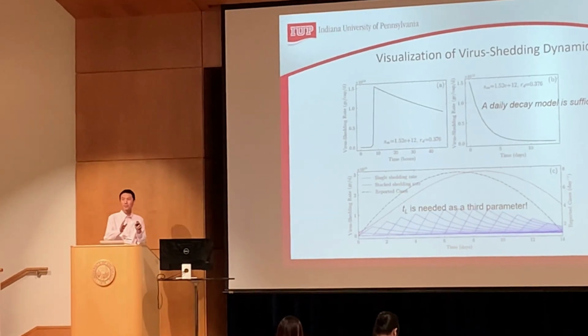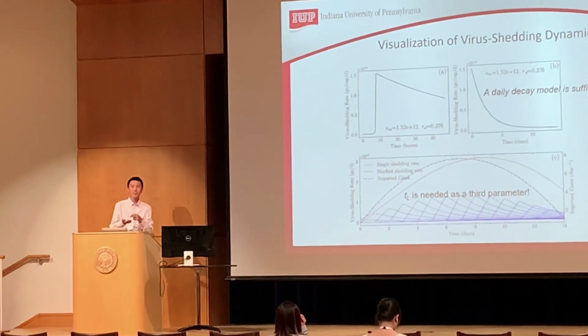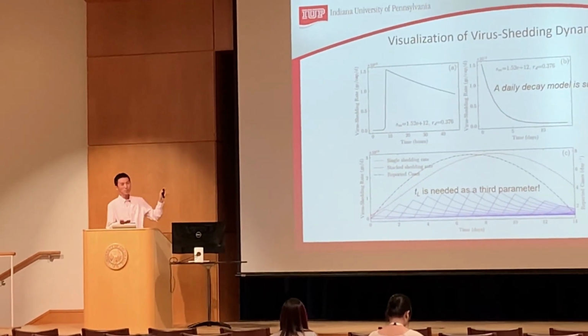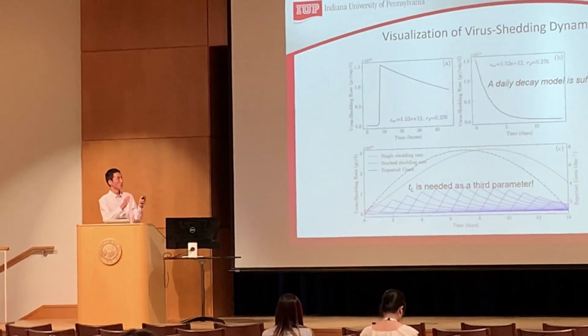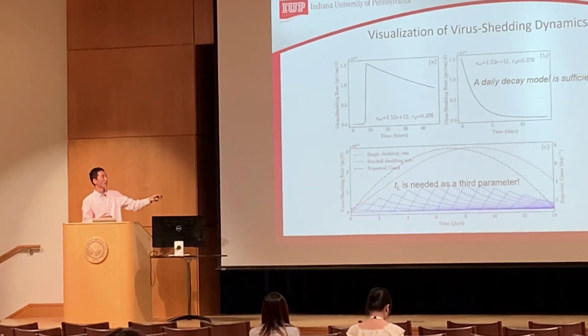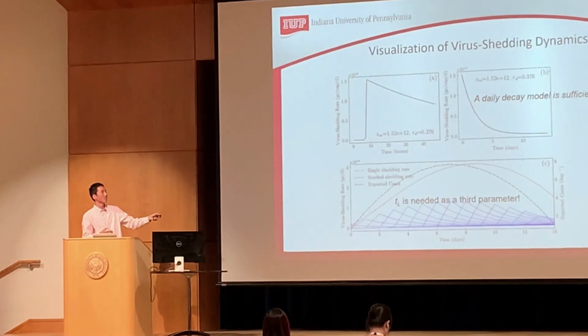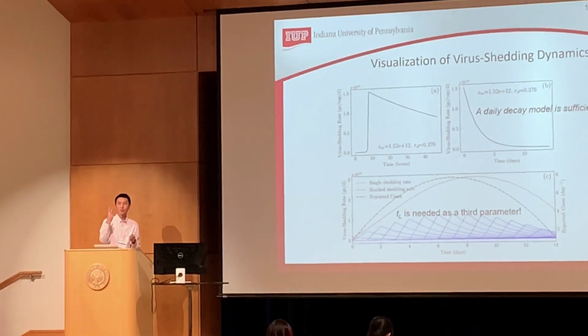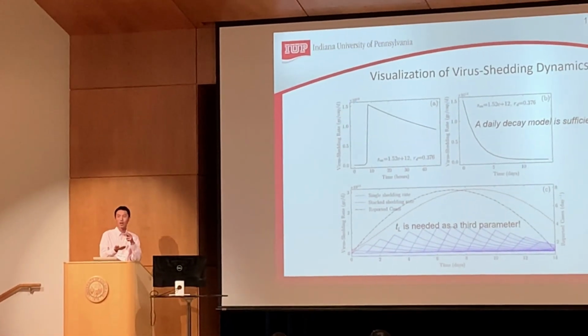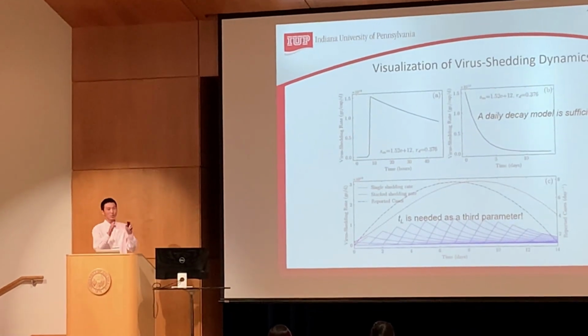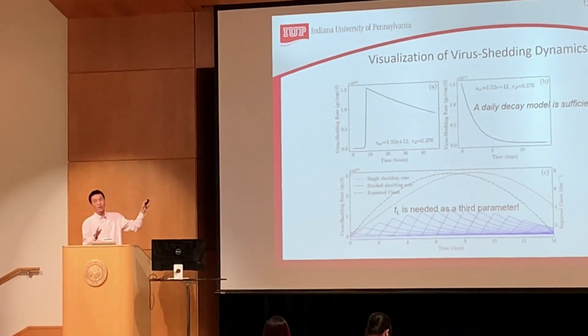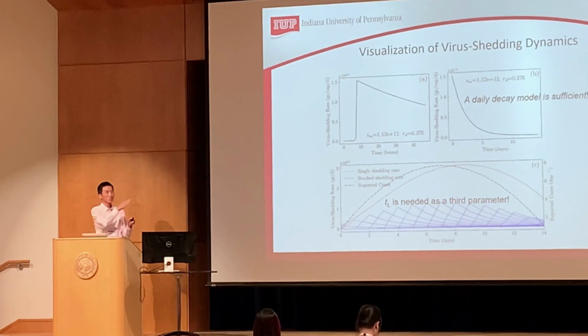Now because our data is only by day, and the virus shedding peaks within 8 hours, we can simplify this model into a single decay model on the right. And because we're using the decay model, we have two parameters, SM, the max shedding rate, and RD, the decay rate. And with these two parameters, we can model any virus shedding curve. Now that's just for one person.